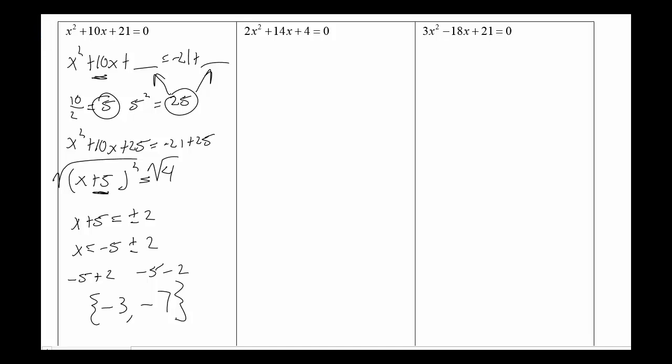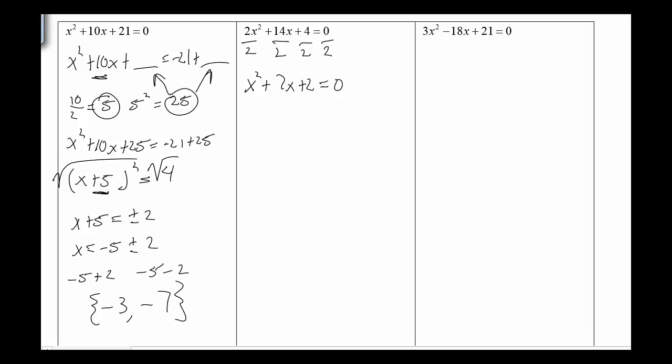Now, take a look at the next one. And that 2x squared plus 14x plus 4, is that set up like we want it to be? It's debatable, because we've got that 2 out front. But if it's not a leading coefficient of 1, we can go in and divide everything by 2. And so I end up with x squared plus 7x plus 2 equals 0.